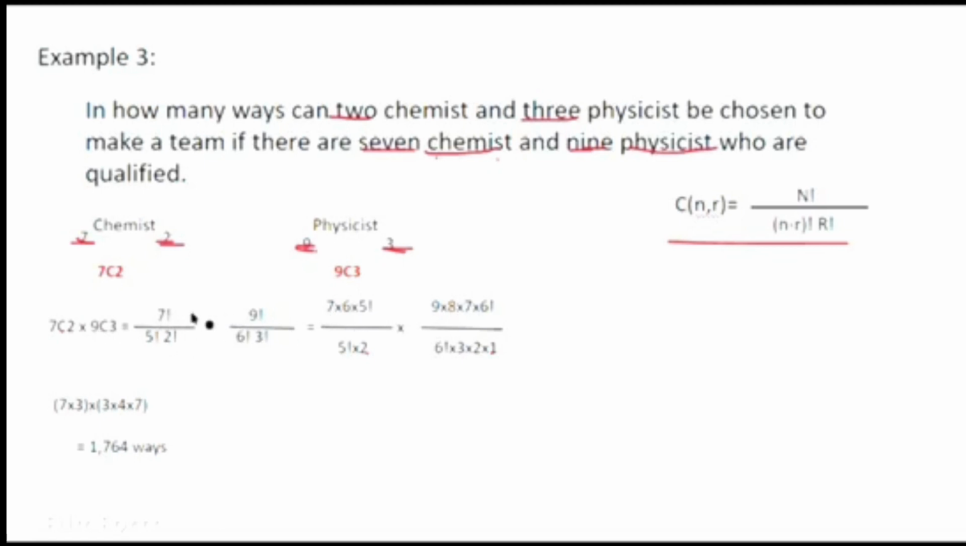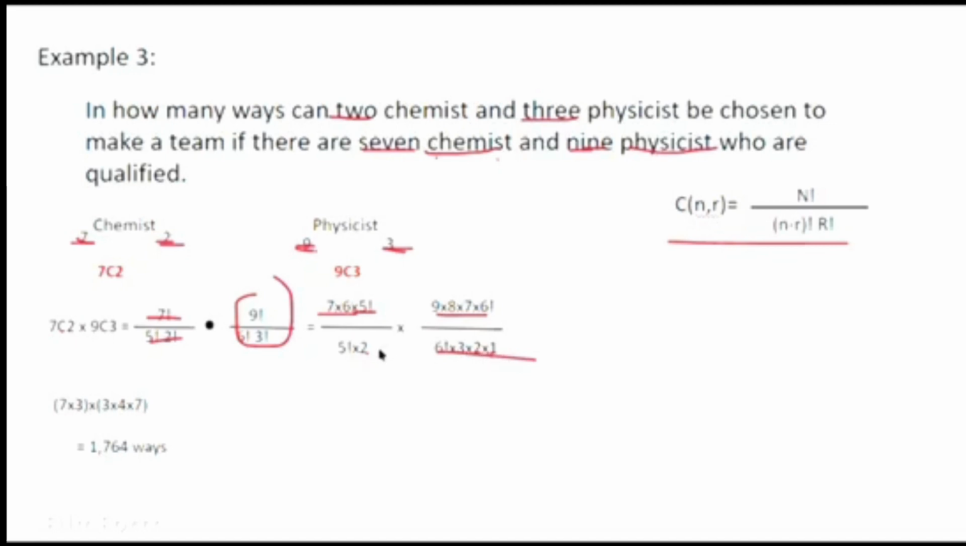So, we simplify them. 7 factorial becomes 7 times 6 times 5 factorial over, we copy this, 5 factorial times 2. And we do the same for the other. 9 factorial becomes 9 times 8 times 7 times 6 factorial. And for our denominator, 6 factorial times 3 times 2 times 1.